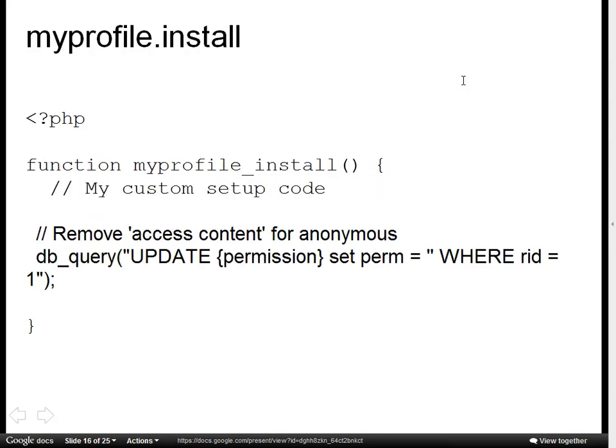The myprofile.install file, I said that one was optional. Profiler Library can do a lot of things for you. It can set a lot of variables, but it can't do everything that you might need to do when you're setting up a Drupal site. So if you know some changes that you need to make, you can hard code them here in PHP. So in this case, I'm removing permissions from the anonymous user.